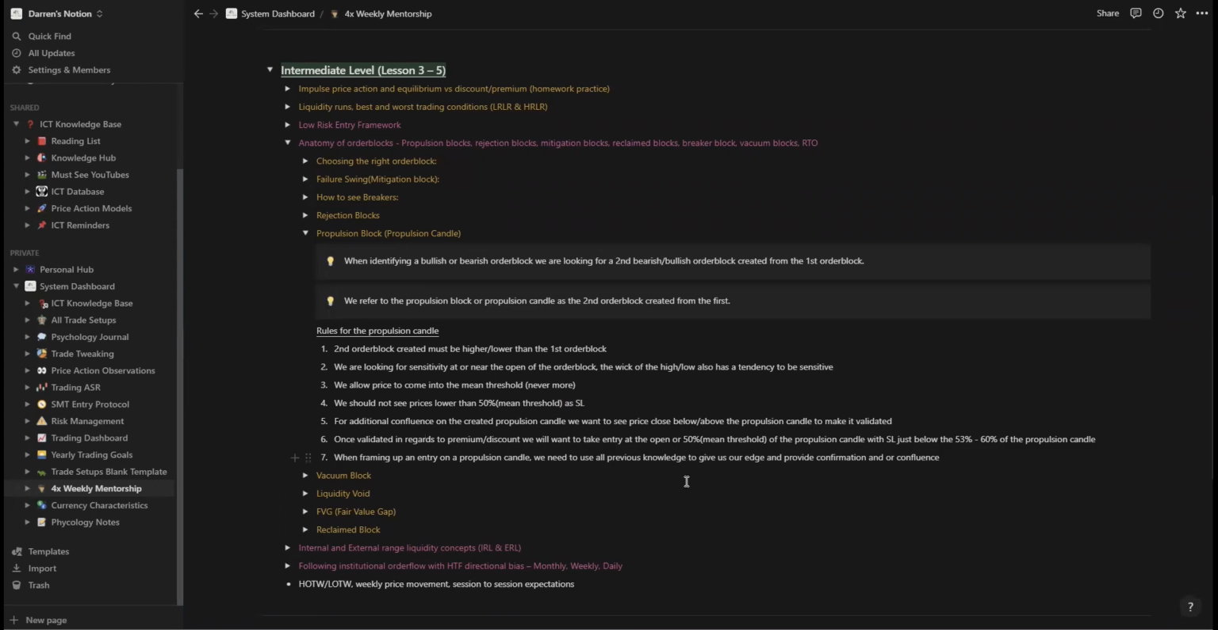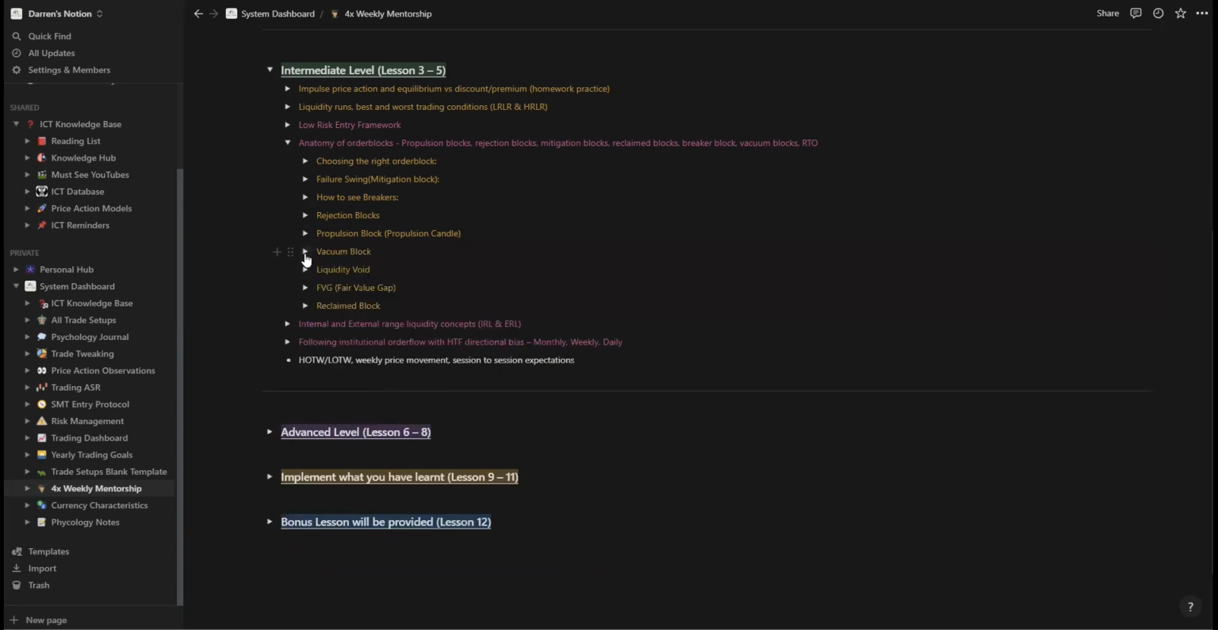But that is your propulsion block. Very simple, very easy to understand. If you know what order blocks are, then identifying a propulsion candle is very easy to learn. Or if you understand what I just said, then great, good for you. Okay, so that's your propulsion candle. I'm not going to spend too much time on that.